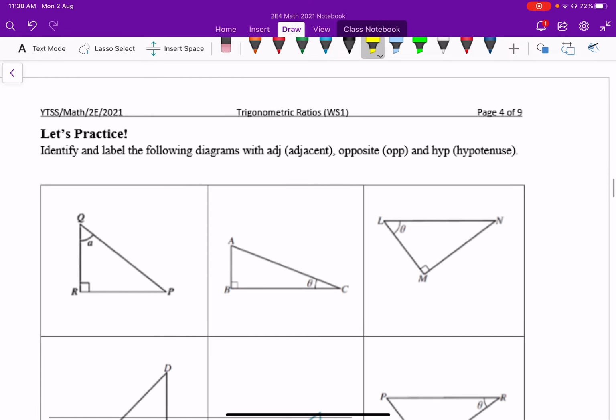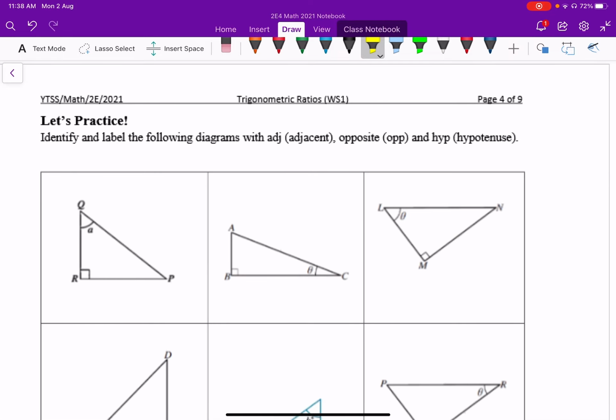So let's practice. Turn to page 4. We need to identify and label the following diagrams. Let's try. I'm going to do the first one for you. First one is always easy to identify. The hypotenuse is just the one opposite the right angle, the one opposite my reference angle is opposite, OPP, and the last one is adjacent.